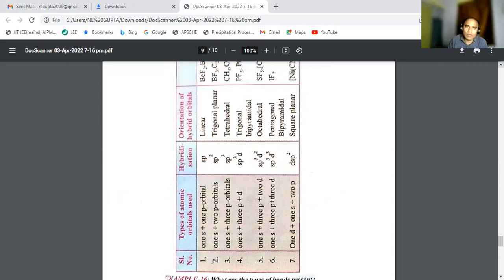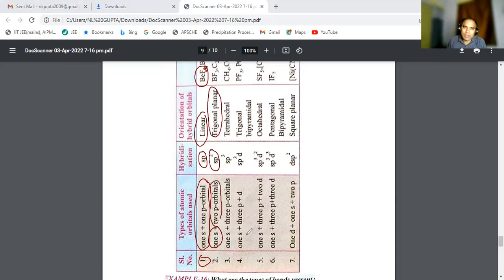See here, they have mentioned it in short form. The first one is hybridization. 1s and 1p orbital: if 1s is there and 1p is there, this is called sp hybridization. The shape is linear, and the example we studied is BeF2. Some more examples I will share on screen. Second one: 1s and 2p orbitals, so this is called sp2 and trigonal planar shape.